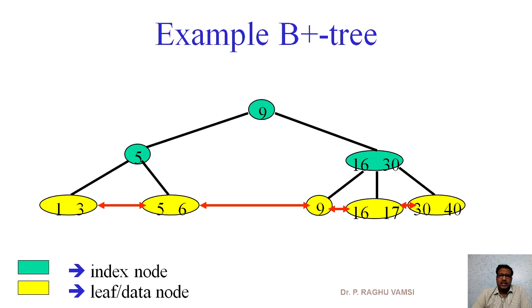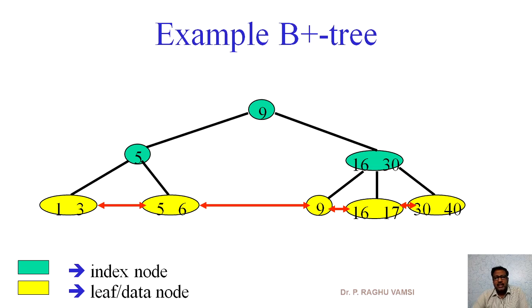And in B plus tree, the indexing keys will be in the internal nodes, and the leaf nodes consist of the data items, whereas in case of B tree, the keys and data items can be in the internal nodes and also in the leaf.